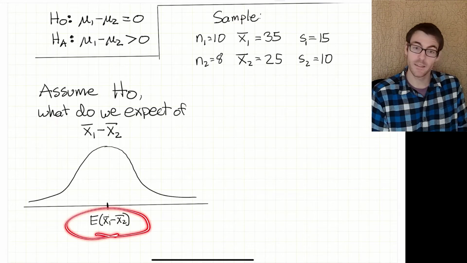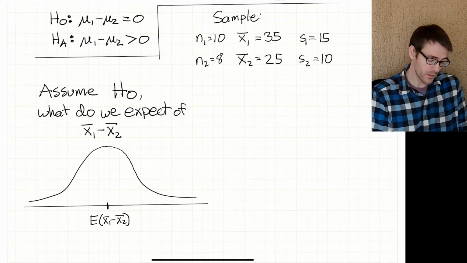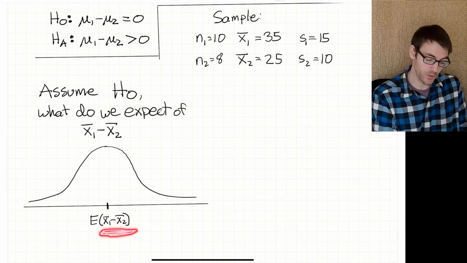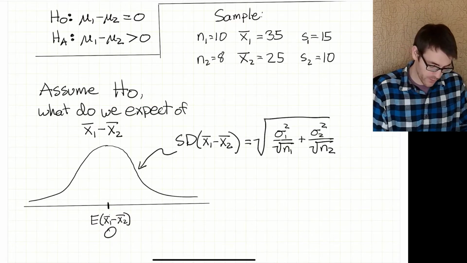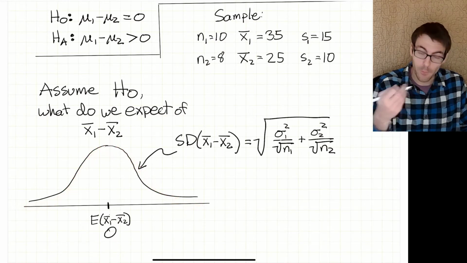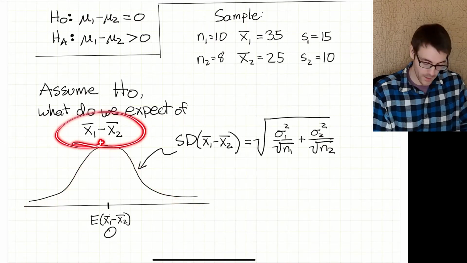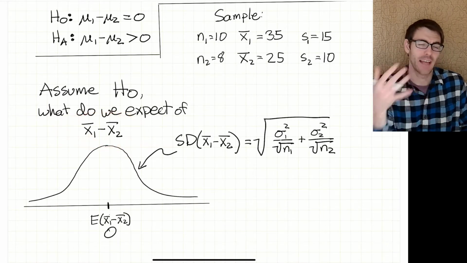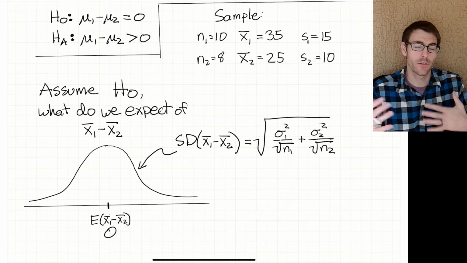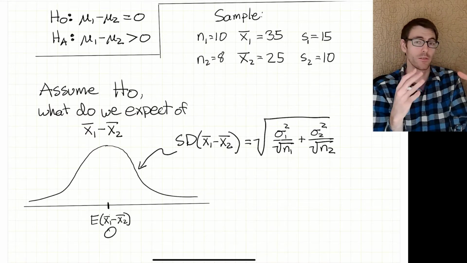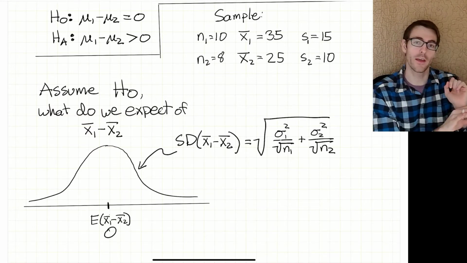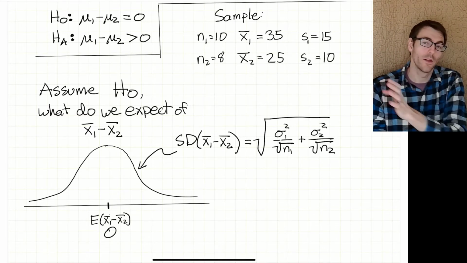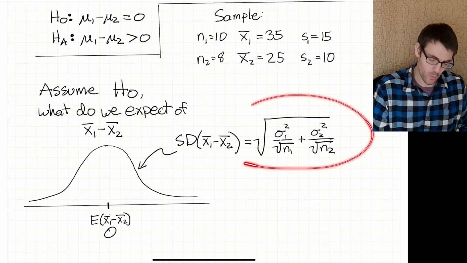So this expected value is the middle of the distribution. If the null hypothesis is true, then on average, the difference between these samples should be 0. Just like last time, we can find the standard deviation of this probability distribution for the quantity x1 bar minus x2 bar by realizing that variances add. So we can take the standard deviation for the probability distribution of one of these, which would be sigma over square root of n, and square that, add it to the square of the other one, and then square root. That's where this equation comes from.